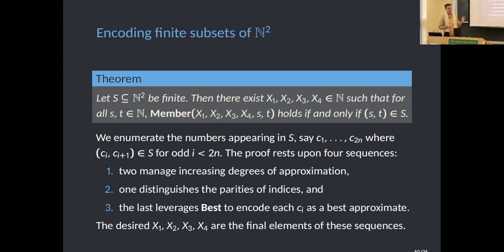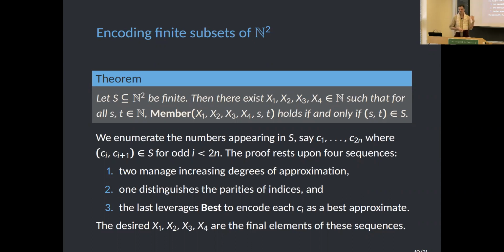Okay, and so the way we determine these parameters from our set S briefly is we just enumerate them, and we build these 4 sequences all at the same time, building them up with successively best approximates. We have 2 of these sequences managing these increasing degrees of approximation, which were all those D's and E's that we saw on the previous slide. We have a 3rd sequence which distinguishes the parity of indices, if we think of the enumerated values comprising the pairs in the set, basically where do the pairs actually sit? That way we don't accidentally decode a pair like C2 and C3 when it's supposed to be C1 and C2 and then C3 and C4.